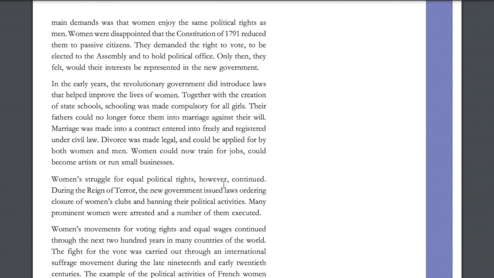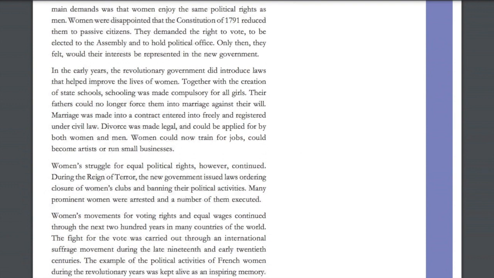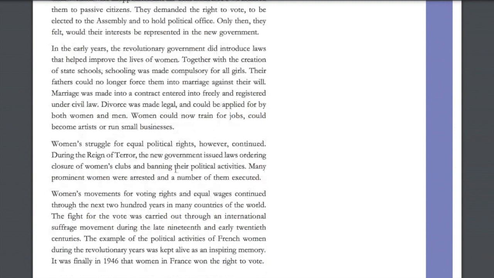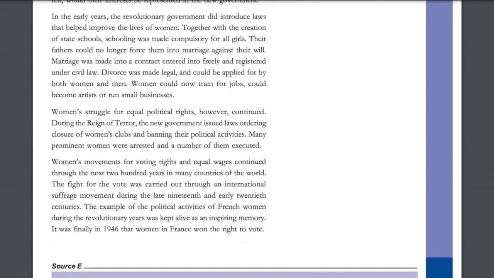Women's struggle for equal political rights, however, continued. During the Reign of Terror, the new government issued laws ordering closure of women's clubs and banning their political activities. So, Reign of Terror, Maximilien Robespierre. He ordered an end to all the political activities run by women, because his policies and measures were too strict. Many prominent women were arrested and a number of them executed.